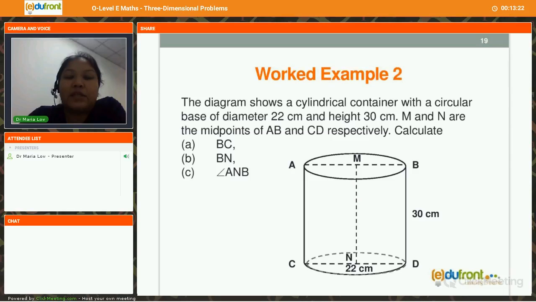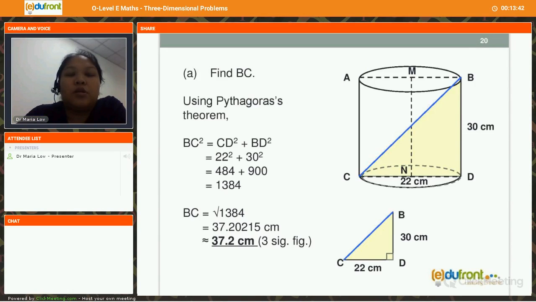So let's take a look at this diagram carefully. So we have a cylinder, the diameter is 22, so which means CD is actually a diameter, AB is also a diameter, which means it passes through the center of the cylinder face, or not at the bottom. So our first task is to find BC. So I'm going to join B and C together, which is denoted by the blue line.